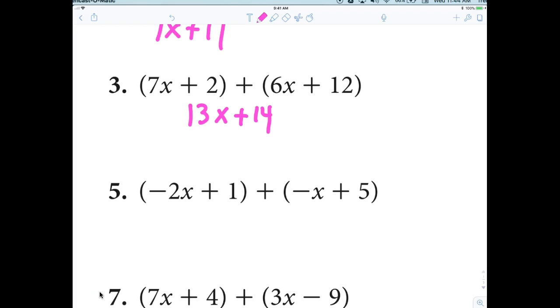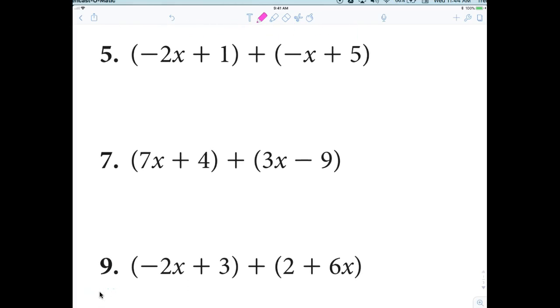Abby, go. I have a question here. What is it? Why isn't the 2 used? It is. What is 2 plus 12? That's 14. All right, Abby, be real careful. Number 5. You are awesome. Negative 3x plus 6. All right, is everybody okay with this?